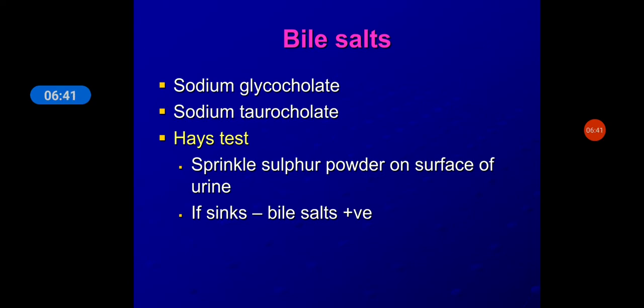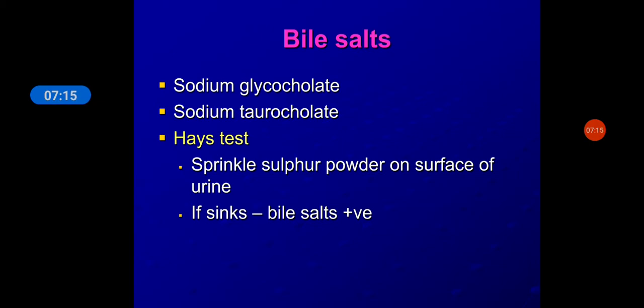For the test you will add urine, and the tube should be full, up to the brim. In the control you will add distilled water or tap water, up to the brim. So the entire tube will be full, with urine in case of the test and with distilled water in case of the control. Then you will sprinkle sulfur powder on the surface, just sprinkle it on the test tube.